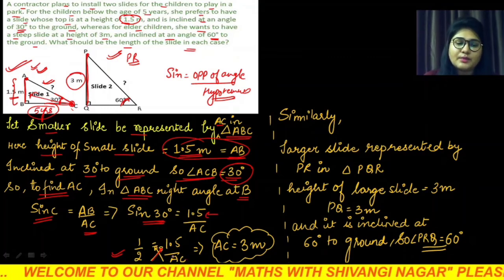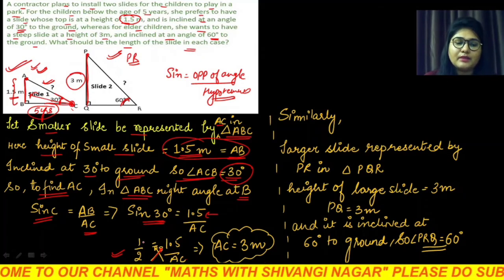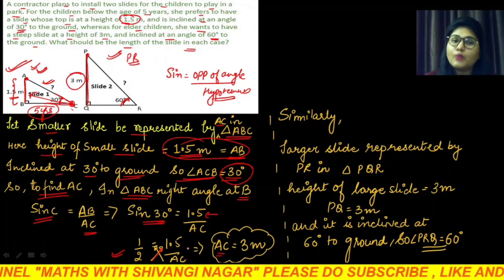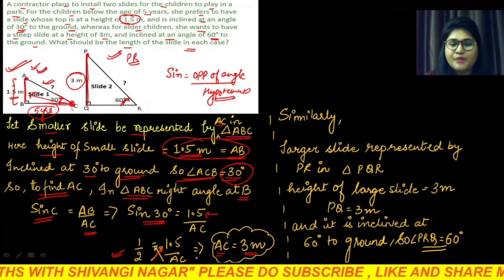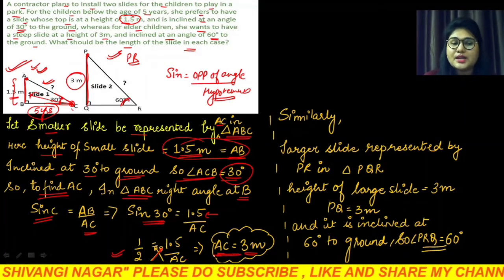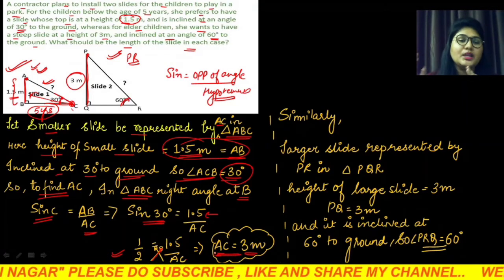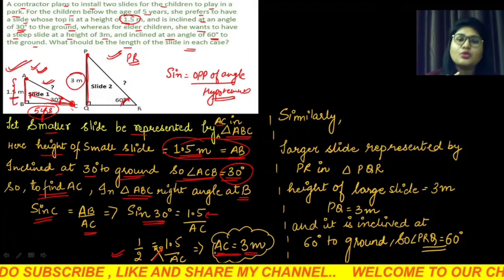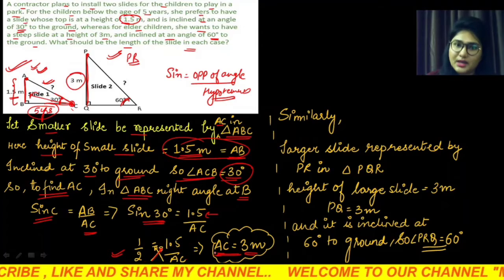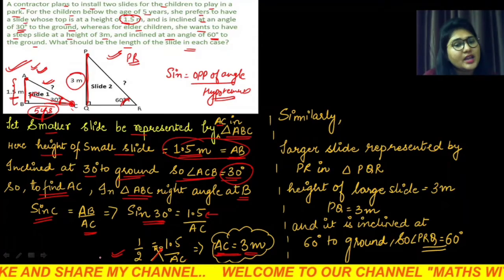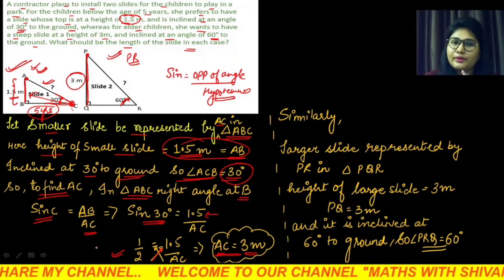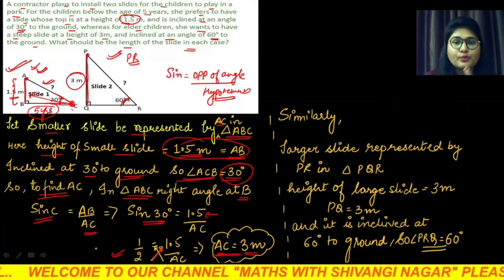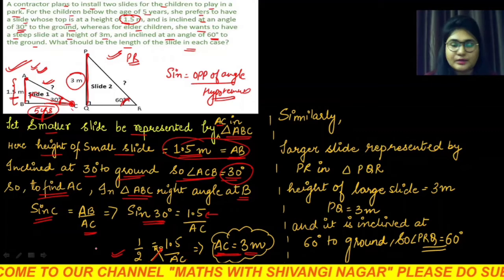So after cross multiplying, AC gets multiplied with 1, so we are getting AC here, and 2 is coming here and multiplying with 1.5, so it is 3 meters. So this is the AC. AC is the length of the smaller slide, the slide of the children below 5 years. Isn't that easy? In a similar way, we will find the length of the bigger slide for the age group of those who are more than 5 years.